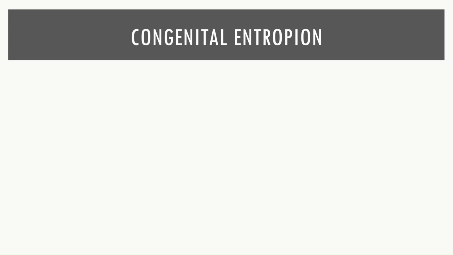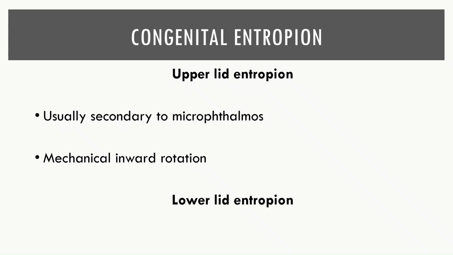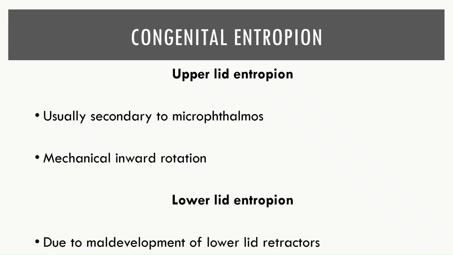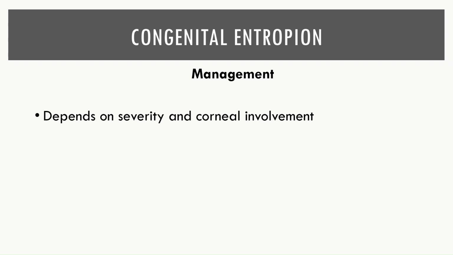Congenital entropion. Upper lid entropion is usually secondary to microphthalmos and causes mechanical inward rotation. Lower lid entropion is due to maldevelopment of lower lid retractors. The management depends on severity and corneal involvement.